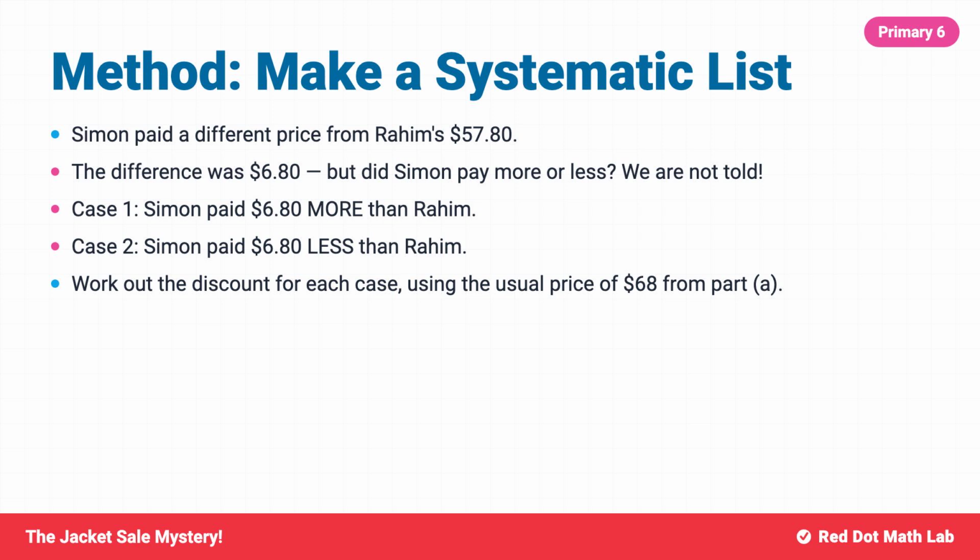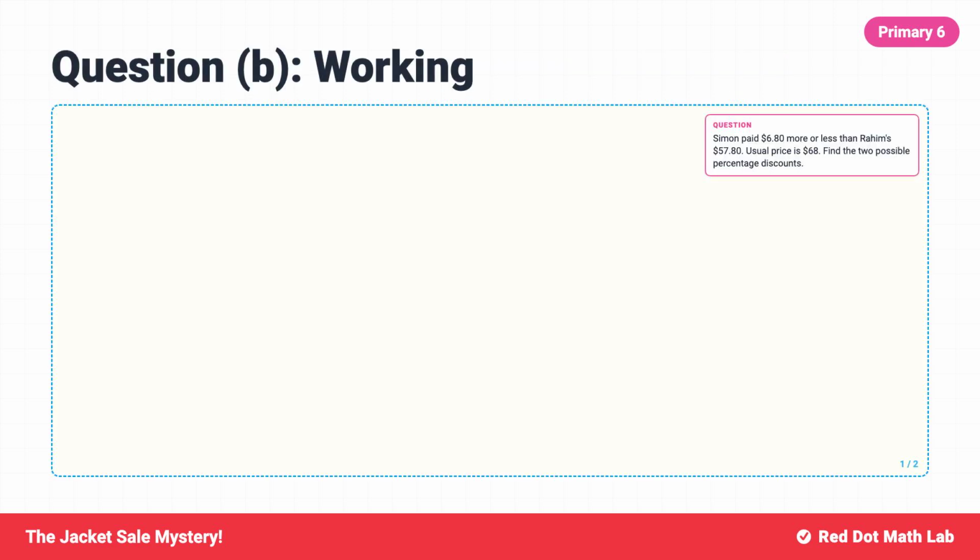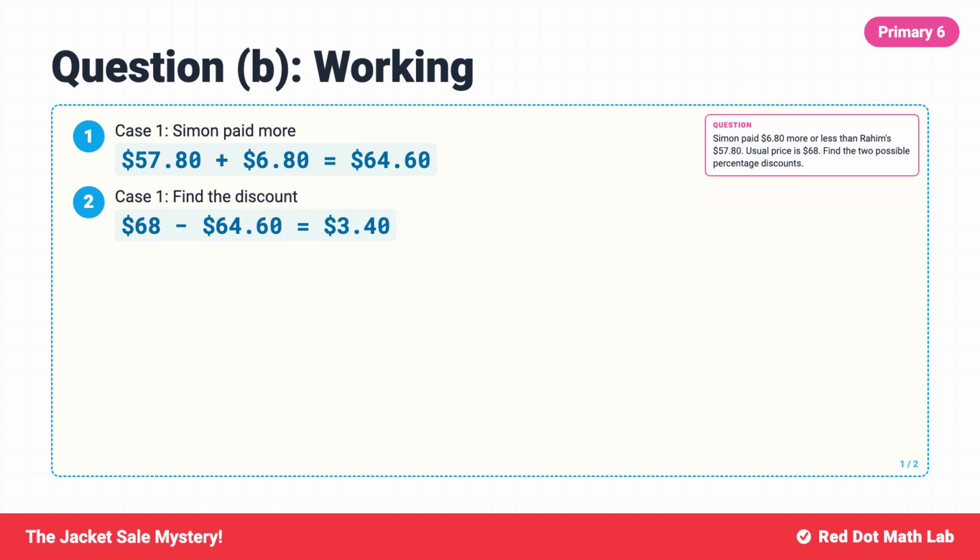For each case, we will work out the discount using the usual price of $68 that we found in Part A. Let's begin with Case 1. If Simon paid more, he paid $57.80 plus $6.80, which equals $64.60. His discount is the usual price minus what he paid.